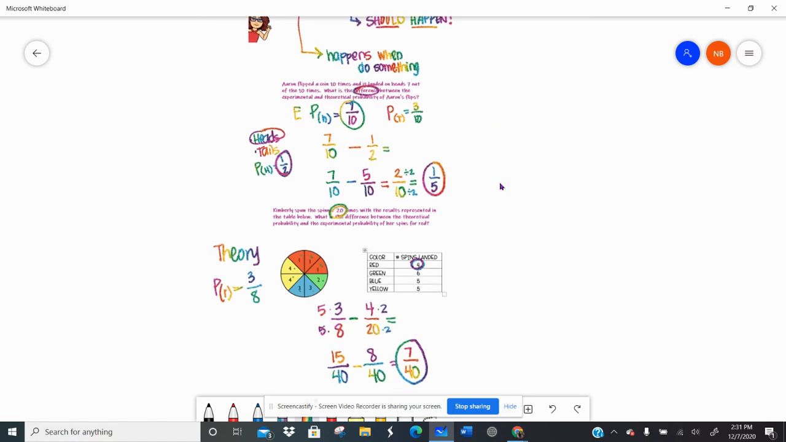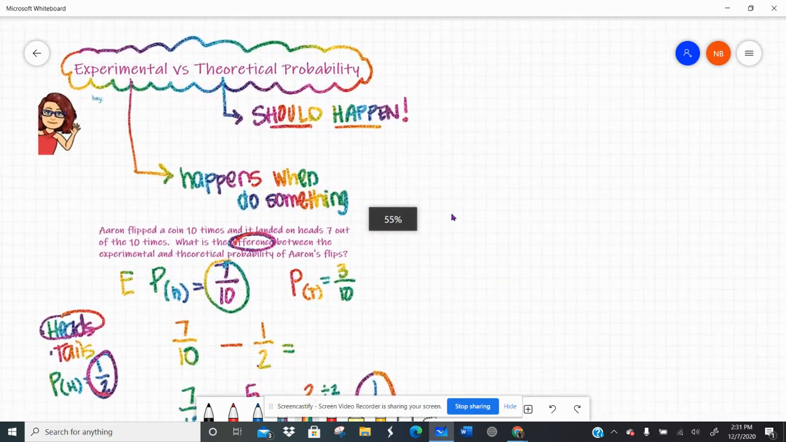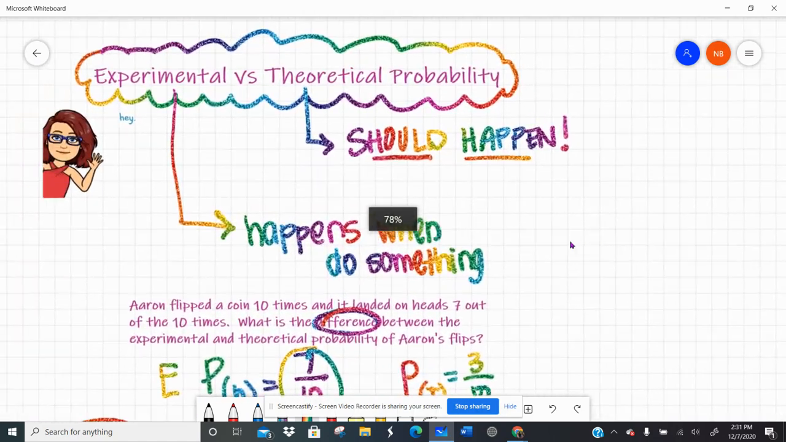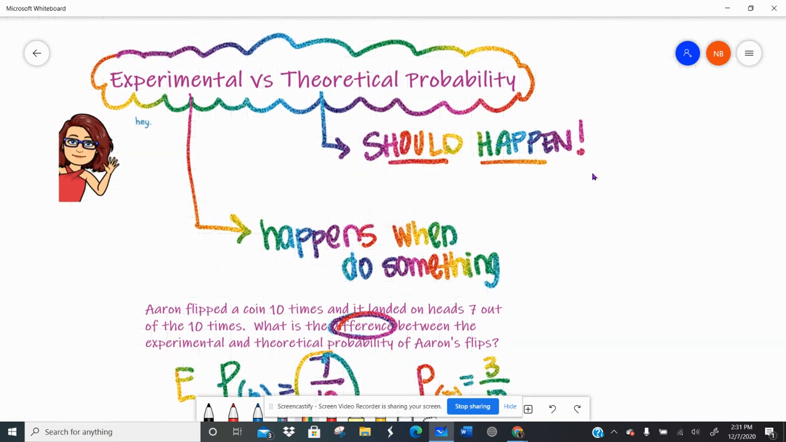So remember, experimental, what does happen, theoretical, what should happen. When you're finding the difference between those two, take the bigger one minus the little one, find that difference.